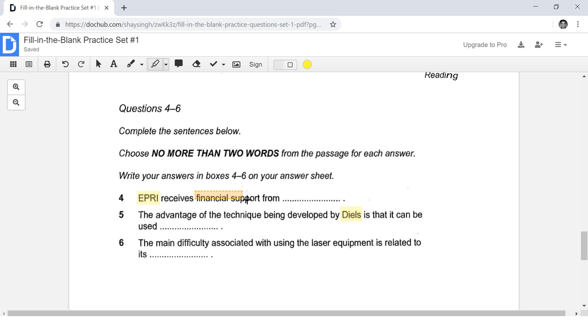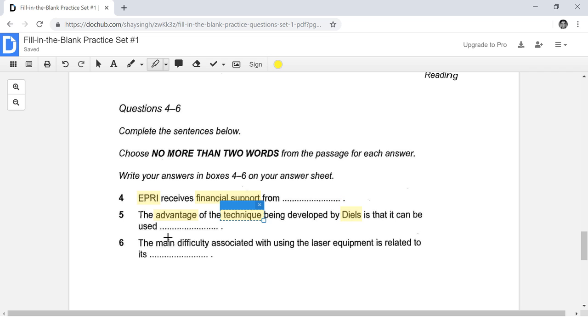I'm also going to put financial support. That is also another keyword. And advantage is another keyword as well. And perhaps technique. Technique can kind of be a keyword. It's not going to be easier to find in comparison to DLs since that's a name. So I'm going to be looking for that first.